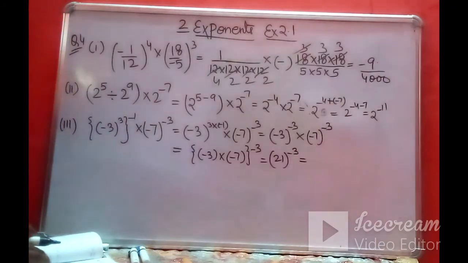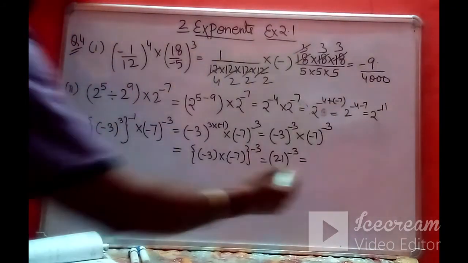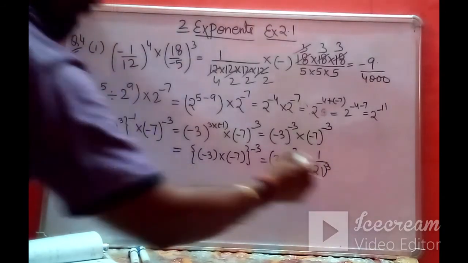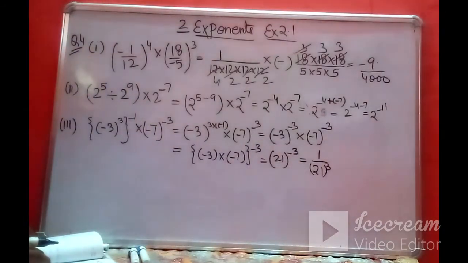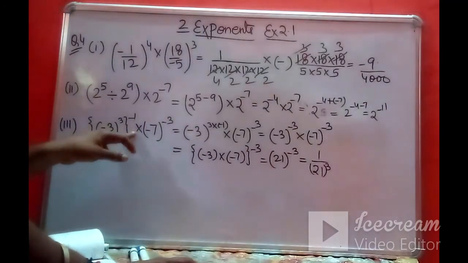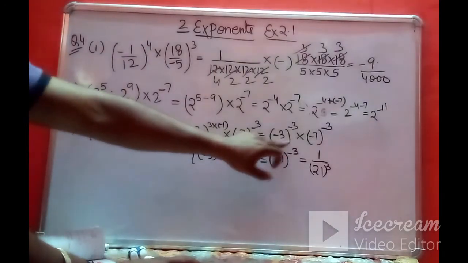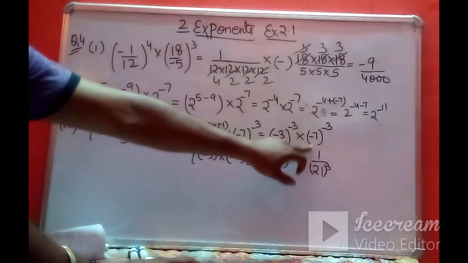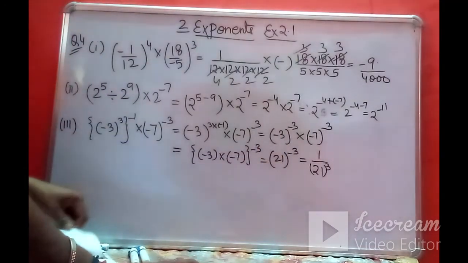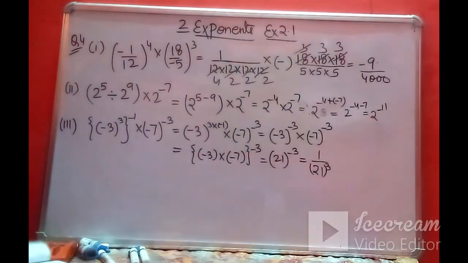Now suppose you wish to remove this negative exponent, then what can you write? You can write 21 to the power 3, like this. So this is our answer. Here we have used two laws of exponents. First is power to the whole power. Then we combined these two numbers because their bases were different but their powers were the same. Understood?